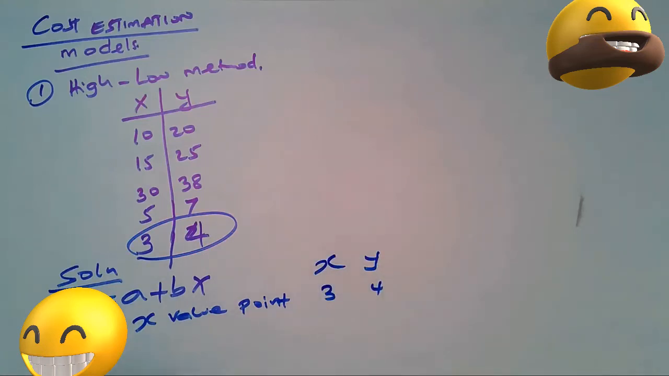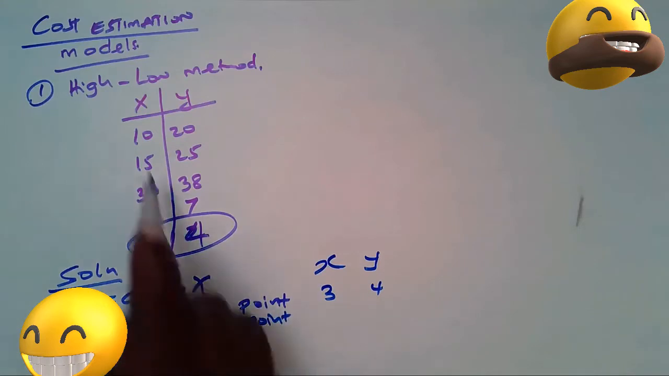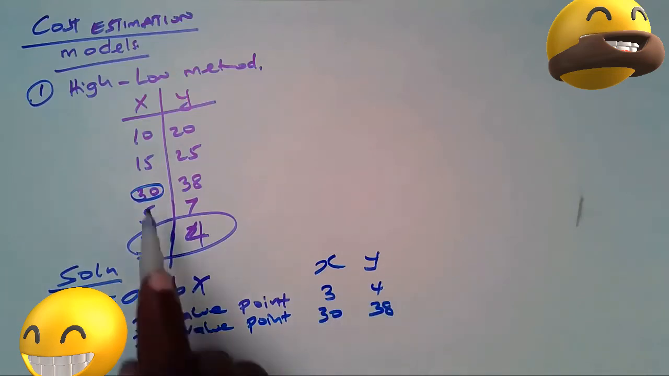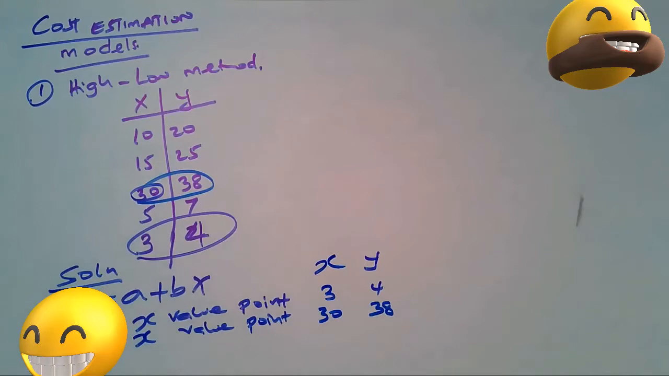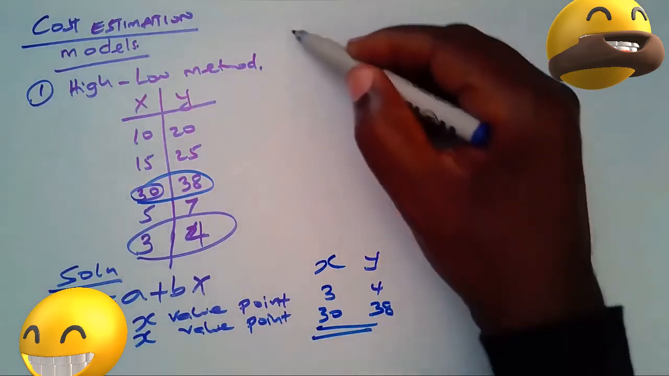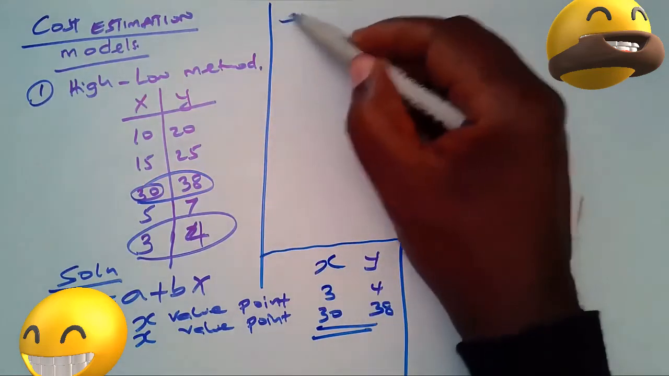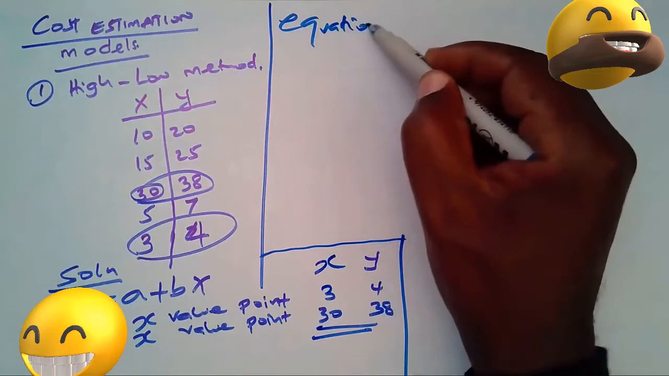And then we take the highest x value point. When you look at the x values, the very highest here is 30. So you're talking of 30 versus 38. Now the moment you have this, next step, go to the equations. Come and form 2 equations.